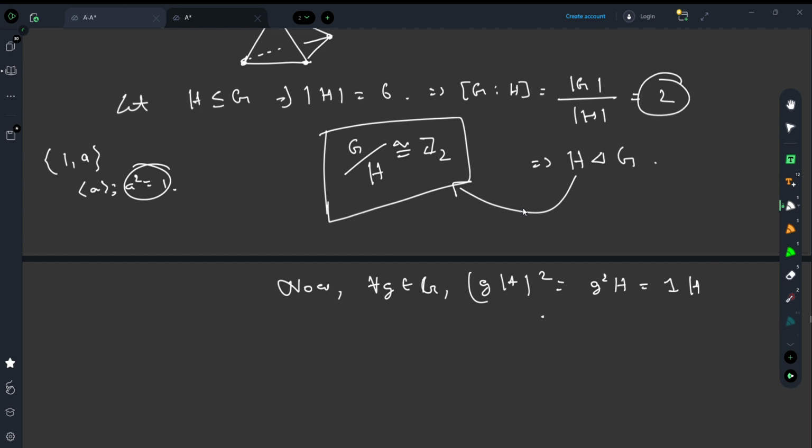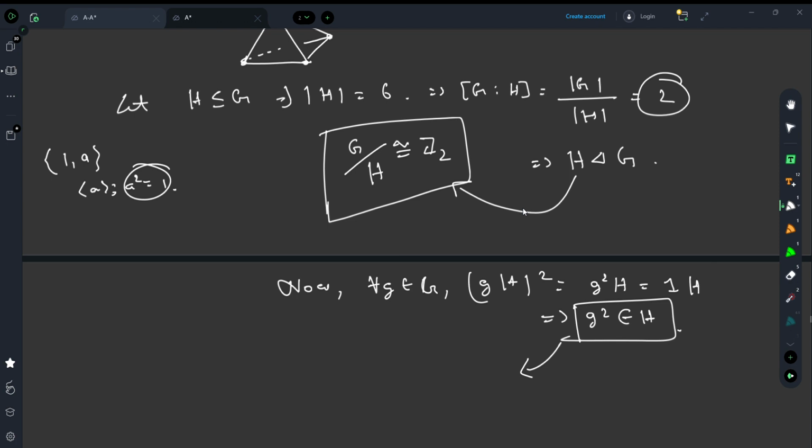So that means g square must be in H, right? Is it clear? Okay. So yeah, suppose this happens. This comes readily from the property of the symmetries of a regular tetrahedron.